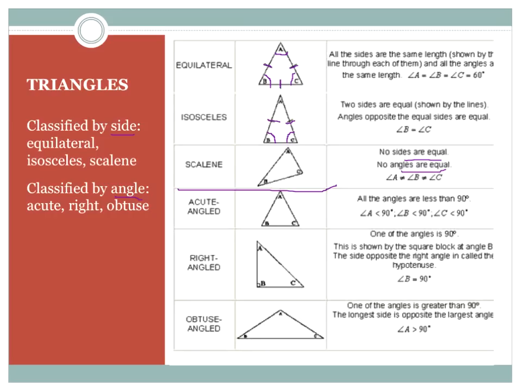And now classifying it by angle. Well, we've heard of these angles, acute, right, and obtuse. Acute means all the angles are less than 90 degrees. Equilateral is one type of an acute angled triangle, but is not the only type of an acute angled triangle. A right angled triangle means you have one angle that is 90 degrees, and we consider that opposite the hypotenuse, and the hypotenuse here is that long diagonal. And then an obtuse angled triangle is where one angle is larger than 90 degrees.